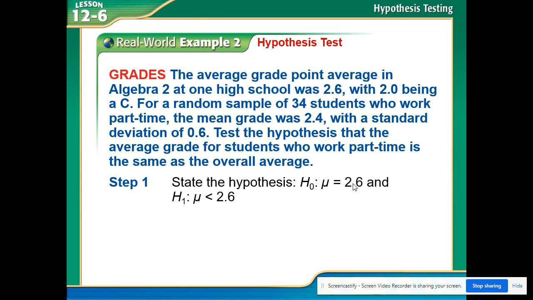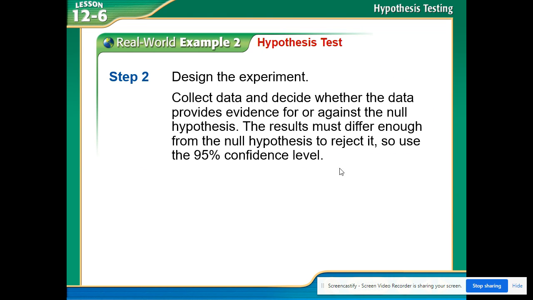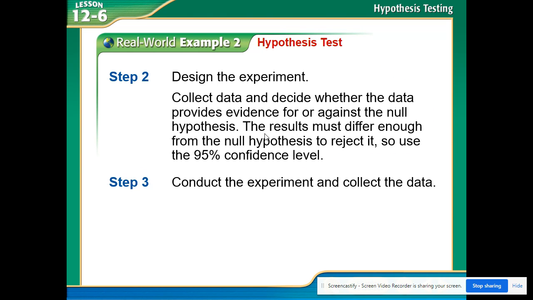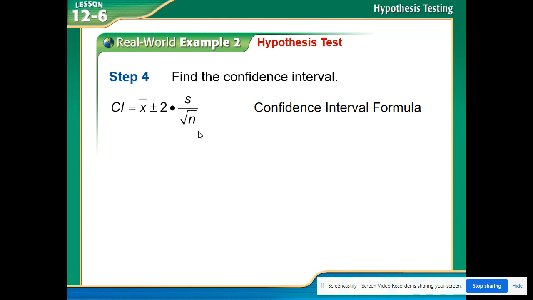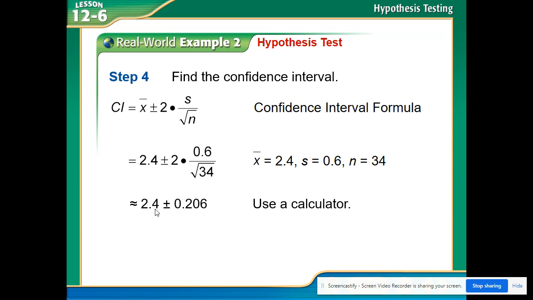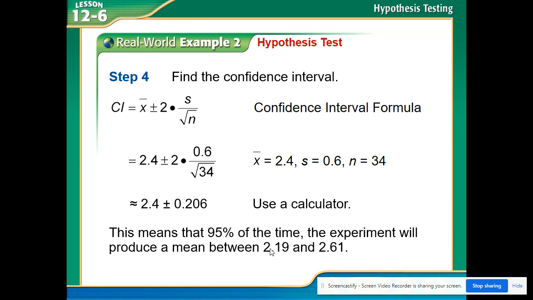We want to see if it's going to be that value, or if that value is going to be within our confidence interval. So typically we're going to design the experiment, conduct the experiment and collect the data. They already gave us the data: 34 students, x bar was 2.4, and the standard deviation was 0.6. So we're going to plug all of those things into that formula that we were given early on. So with the s and the n, plug those in, and we get this value, 2.4 plus or minus 0.206. So now we have 2.19 to 2.61.